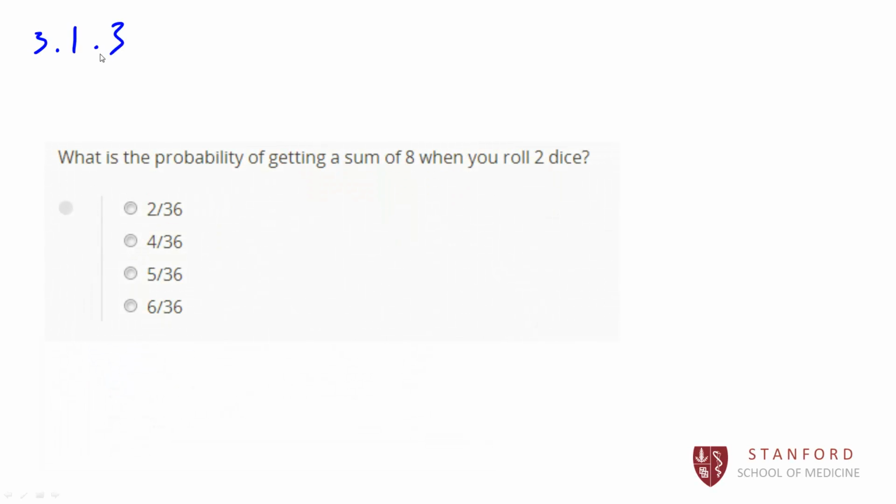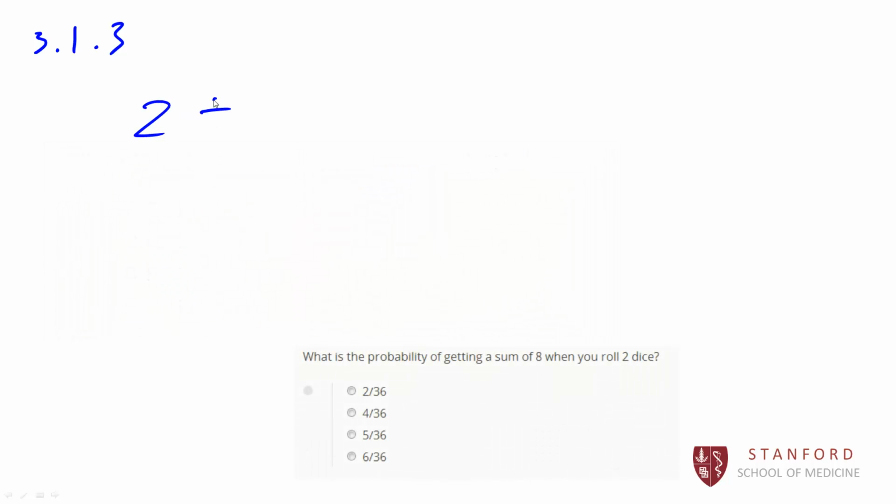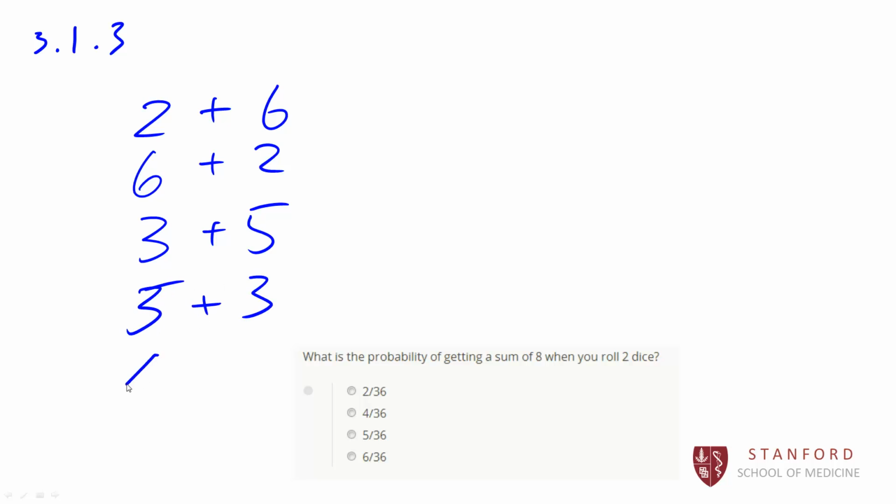This question is asking us for the probability of getting a sum of 8 if we roll 2 dice. Okay, so this is a little bit more involved, but basically the thought process behind this is to think about all the different ways in which you can get a sum of 8. And because the numbers only range from 1 to 6, we have limited possibilities. So you can have 2 plus 6 or 6 plus 2. You can have 3 and 5 or 5 and 3. And lastly, you can have 4 and 4.